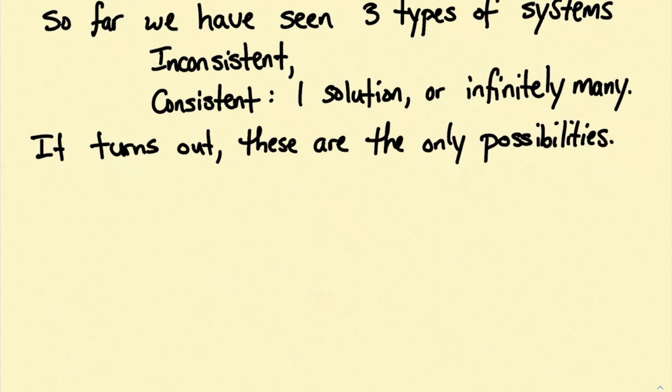So in the next video, we want to ask a natural question. Given a linear system, can we easily identify whether the system is consistent? If so, can we easily identify whether there is a unique solution?